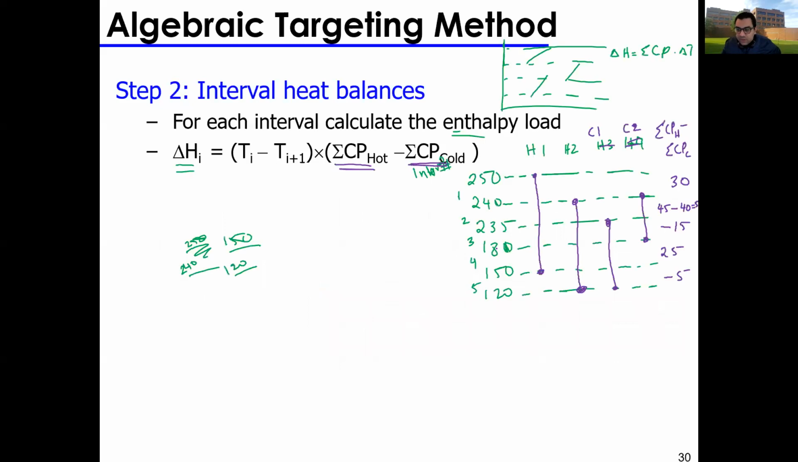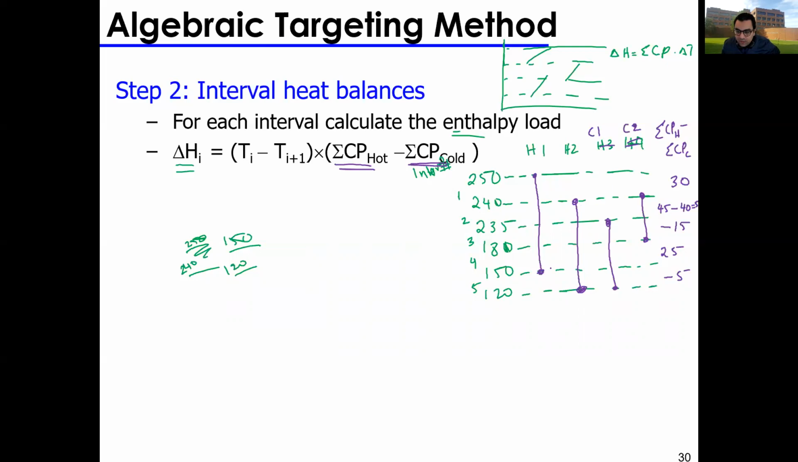If you look at what we did here, if I calculate delta H here, this is going to be 30 multiplied by 10, 300, 5 multiplied by 5, 25, minus 15 multiplied by, this is what, 55. So this will give you minus 825, 25 by 30, 750, and minus 5 by 30, which is 150. Okay.